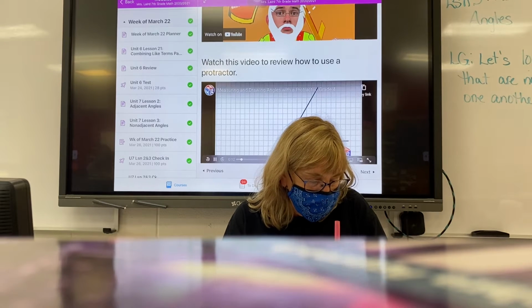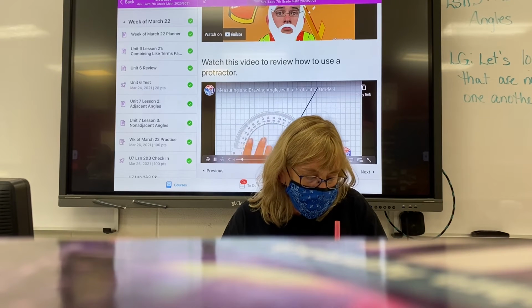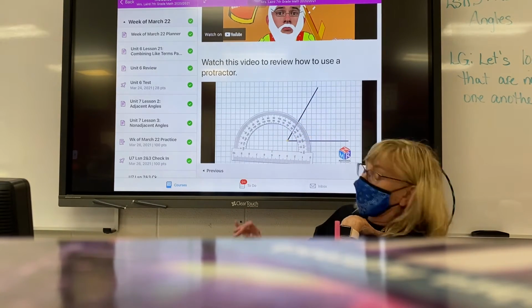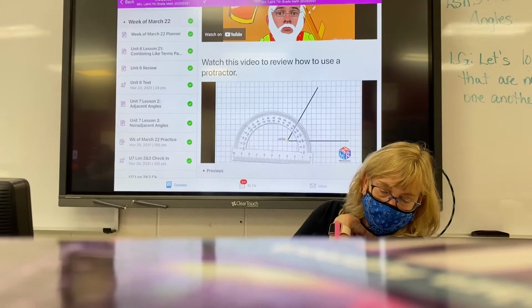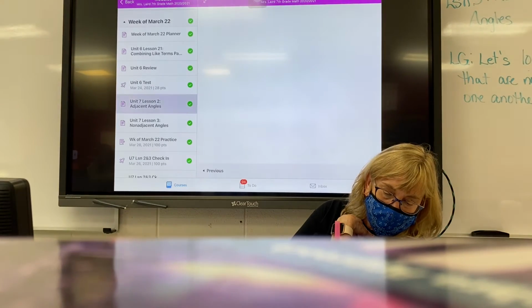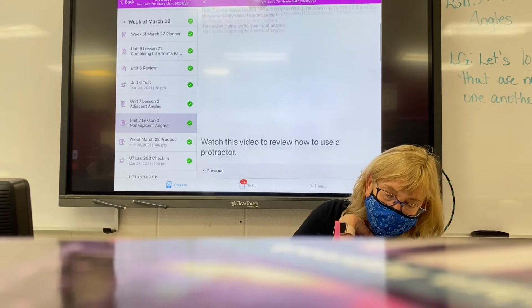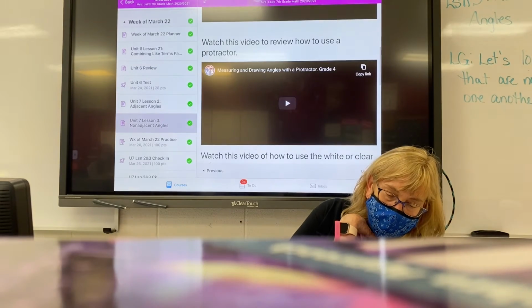We use a protractor to find the measurement of any angle. Line up the vertex of the angle at the center point of the protractor. Make sure the bottom ray of the angle goes through the 0.